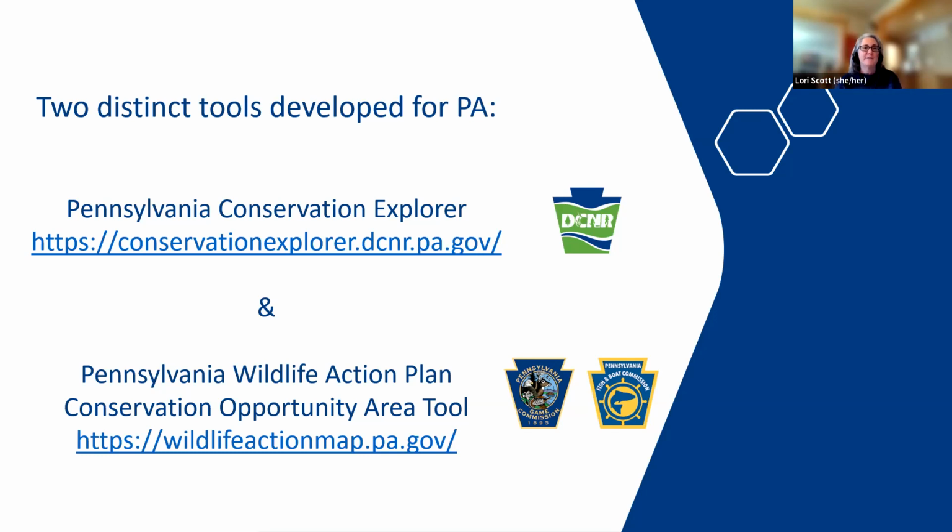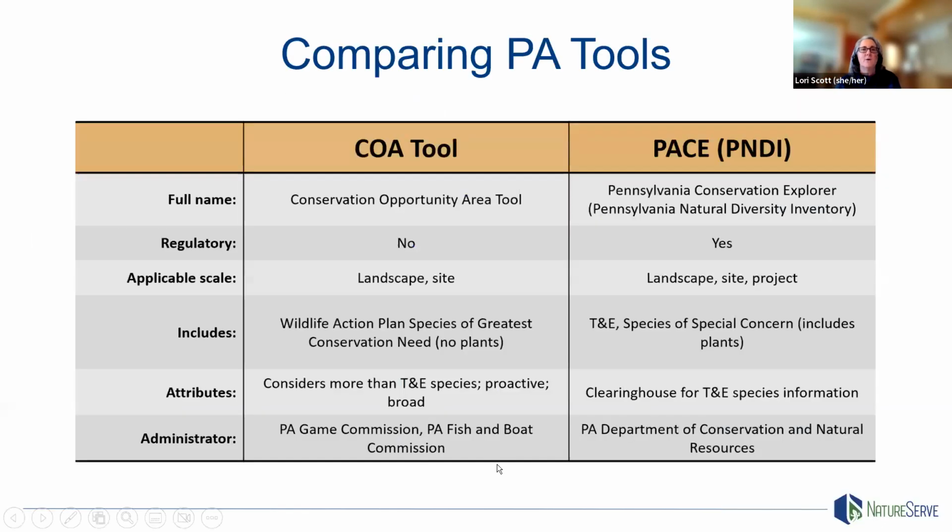And then there's a separate Pennsylvania Wildlife Action Plan COA tool, which is maintained by the Game Commission and Fish and Boat Commission for the state. So this table just compares and contrasts these two tools. Basically, the COA tool is non-regulatory, and the PACE tool is regulatory.